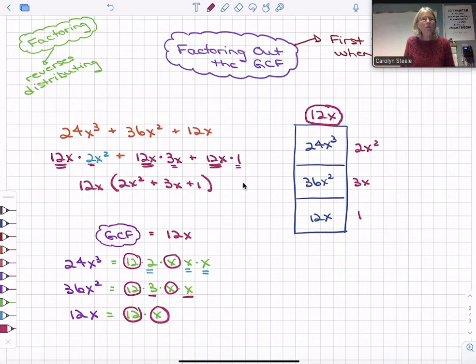And we could always double check if we factored correctly by going again the other direction. Let's distribute. Let's look at the area model. Does 12x times 2x squared equal 24x cubed? Yeah. 12x times 3x, 36x squared? Yep. And 1 times 12x. And so we know we have factored out the GCF.